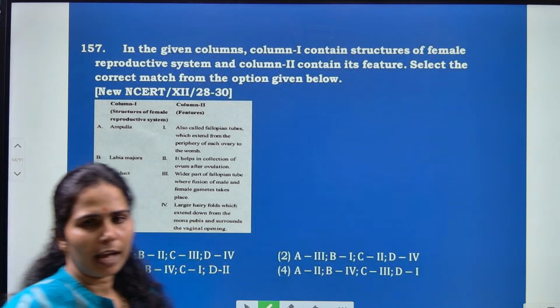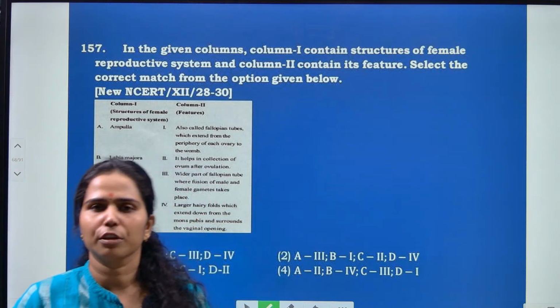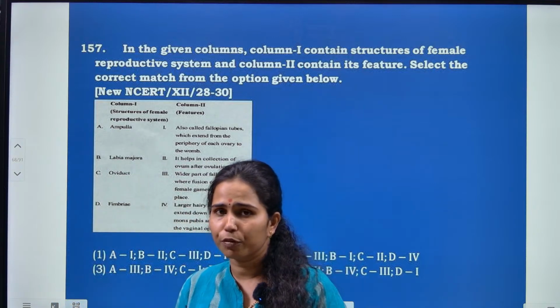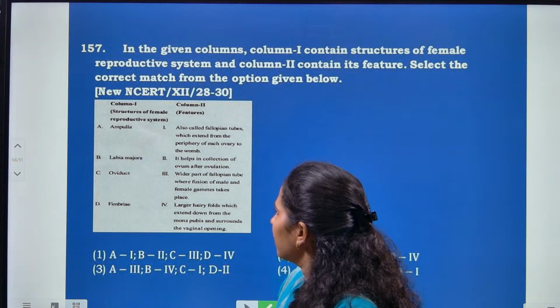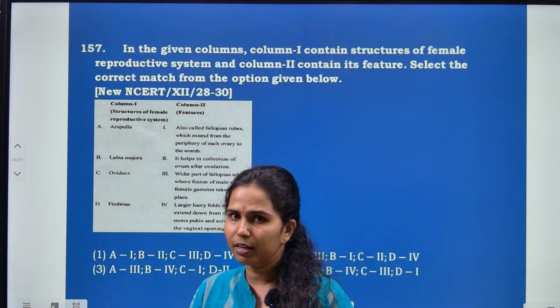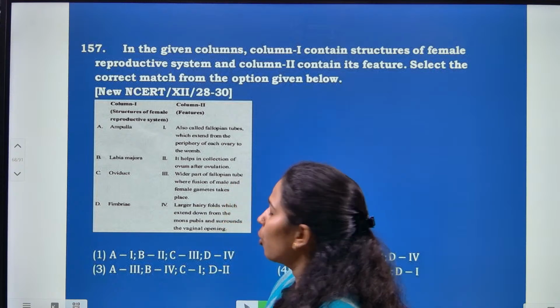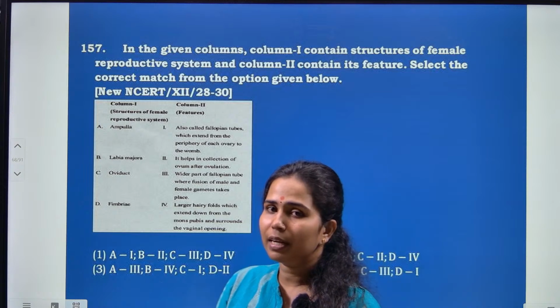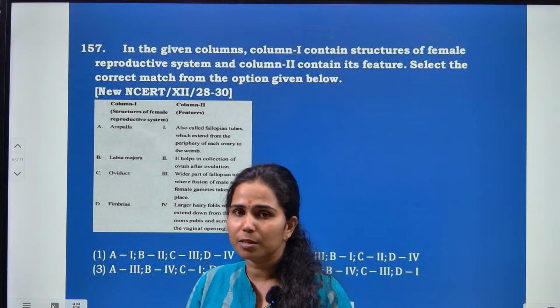Ampulla is a part of the oviduct or the fallopian tube which will help in the transfer of the gametes. Labia majora is a part of the external genitalia. Oviduct is also called the fallopian tube. Fimbriae help in collecting the ova which are released by the ovary.